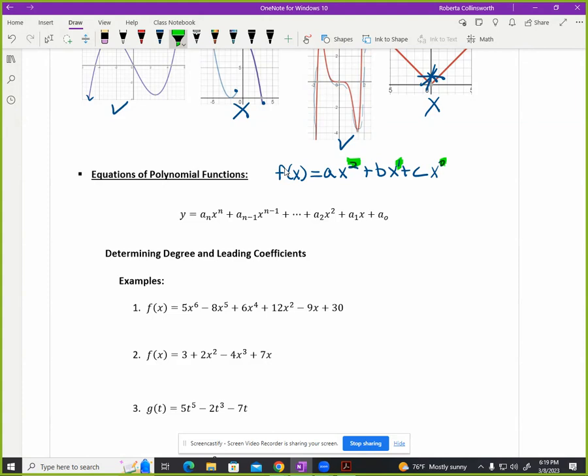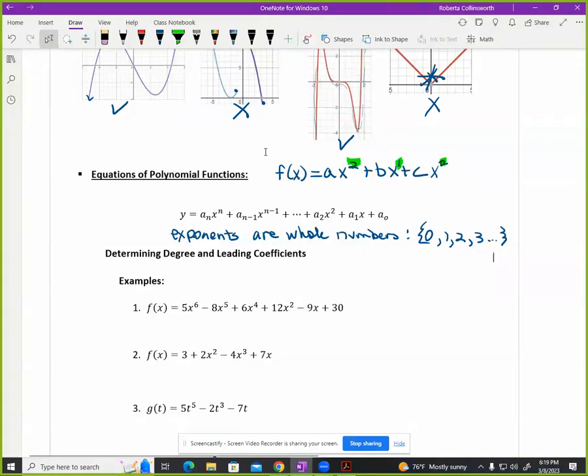So our polynomial functions are going to be in decreasing order, where our exponents are whole numbers. Oopsie, not humbers, numbers. This is a whole number. This is a whole number. That's a whole number. Whole numbers are our set of numbers from 0 and increasing by 1. So we want our exponents to be whole numbers, not fractions.